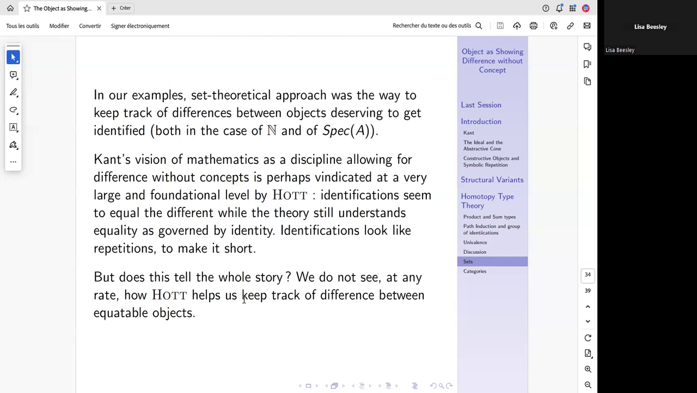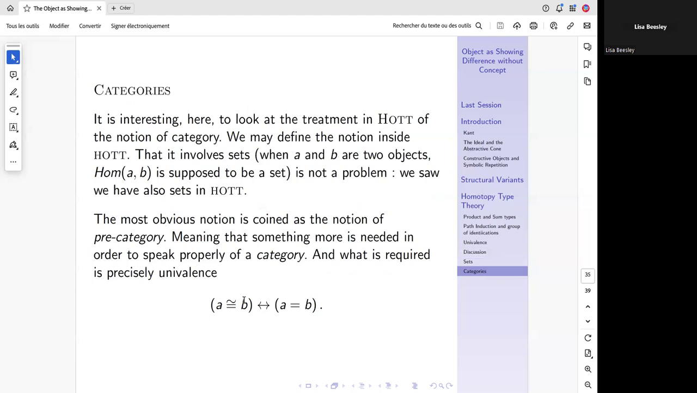Identification seemed to equal the different, while the theory still understands equality as governed by identity. Identifications look like repetitions, to make it short. But does it really tell the whole story? I'm not sure of that, and I don't see how HoTT helps us keep track of the difference between equatable objects. I think that might be part of Mike Shulman's concern in proposing this alternative. You told me something of that kind, because you told me that his idea was to better understand equality as a basic principle. Yeah.